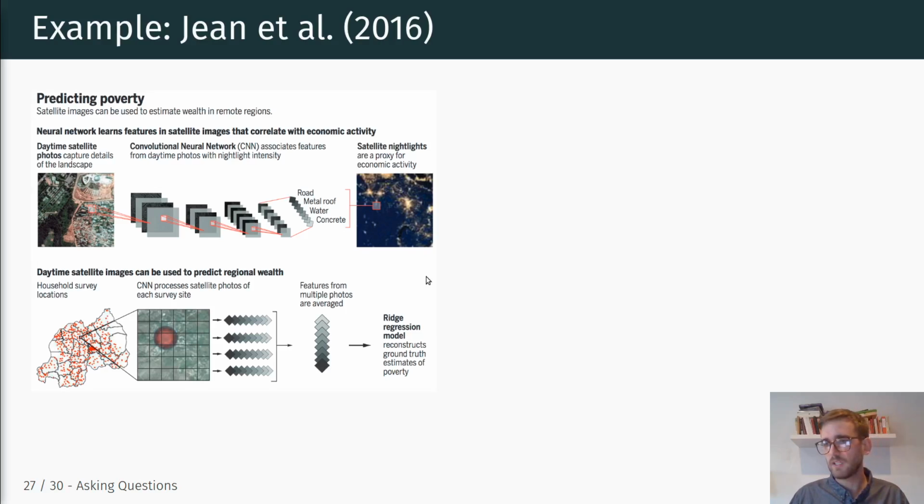So this is one of the graphs from the paper to go through the logic, and I'm just going to talk about this briefly here. The overall idea is to use deep learning and specifically convolutional neural networks to analyze these satellite images and predict economic activity. Okay. And specifically what they're using is daytime satellite photos, which capture details of the landscapes, as well as satellite night lights that are ultimately a proxy for economic activity.